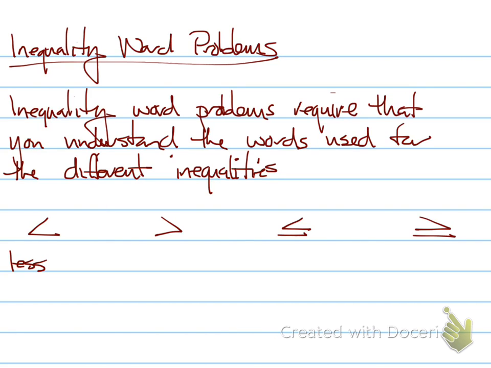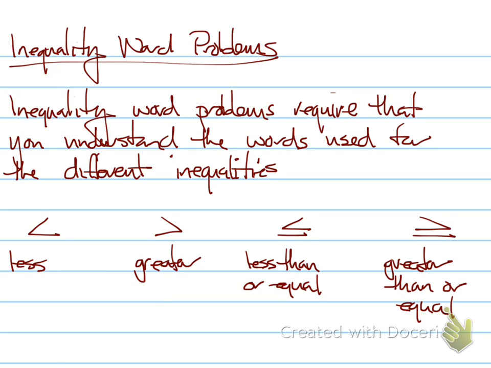Again, the first symbol is a less than symbol, so if you see in the passage the words less than some number, you know that you're going to be using that symbol. If you see the words greater than some number, then you will use this symbol. And if you see the words less than or equal to in the passage, you would use this one. Greater than or equal to, you would use this one.